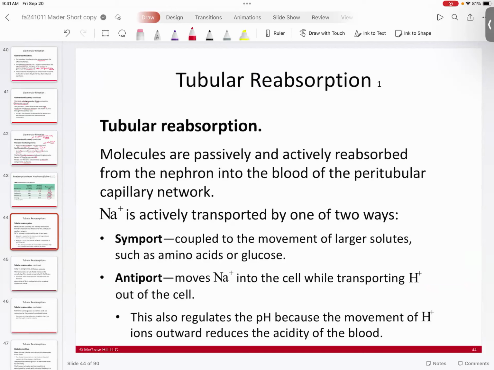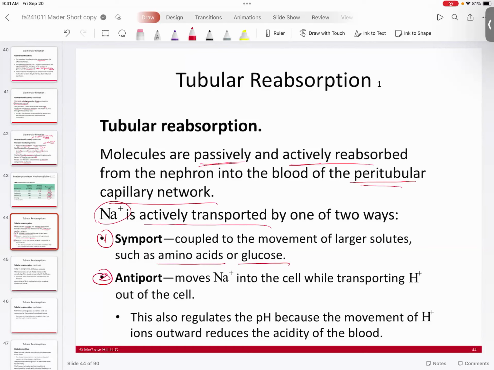So remember, from here, you're going to be moving into your proximal convoluted tubule. The molecules are basically going to be either passively or actively absorbed in the nephron, and they're going to go back into the blood by way of the peritubular capillary. For instance, sodium ion is actively transported by one of two ways. First of all, a symport. Oftentimes, you'll move sodium and couple that with the movement of other solutes, like amino acids or glucose. So you'll bring glucose or amino acids in along with sodium.